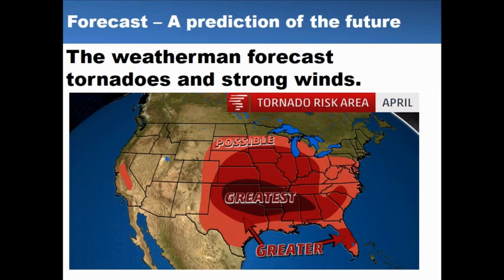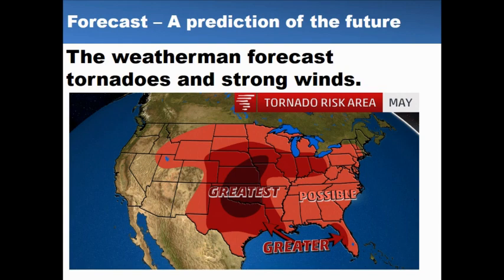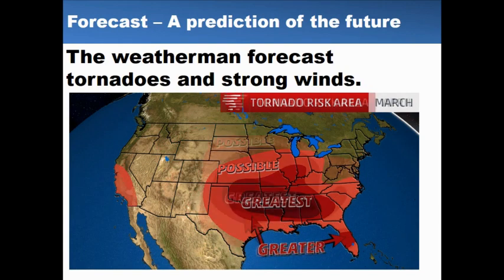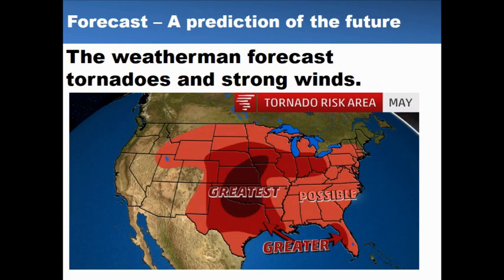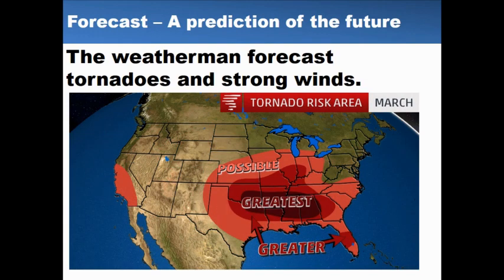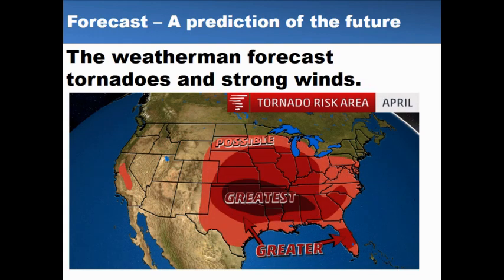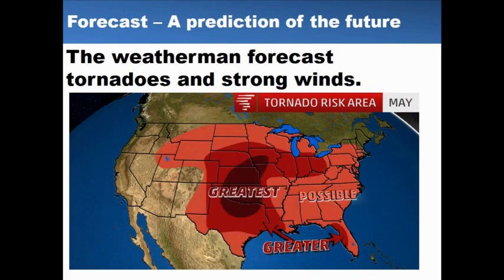A forecast is a prediction of the future, to say what will happen in the future. For instance, it's easy to forecast or to predict or to say that it's going to rain or there's going to be a tornado in this region.